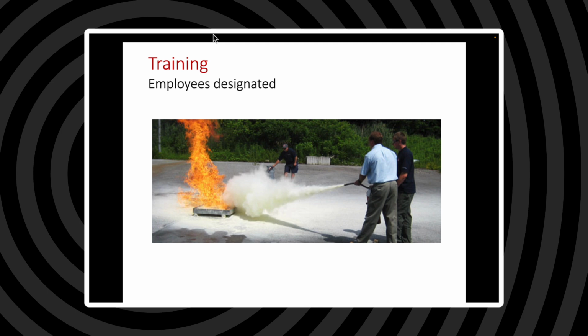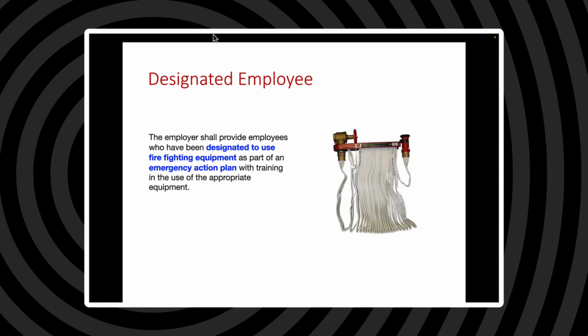Employees designated to do more than what we just described need to have additional training. If the employer needs that kind of protection, then they will provide employees who have been designated to use firefighting equipment as part of their emergency action plan with additional training. If there are fire hoses, they have to be trained on those hoses. If there are hose reels, they need to be trained on those, and on different kinds of nozzles, etc. You, as part of this training, are not authorized to use that equipment. They too need to be trained annually.